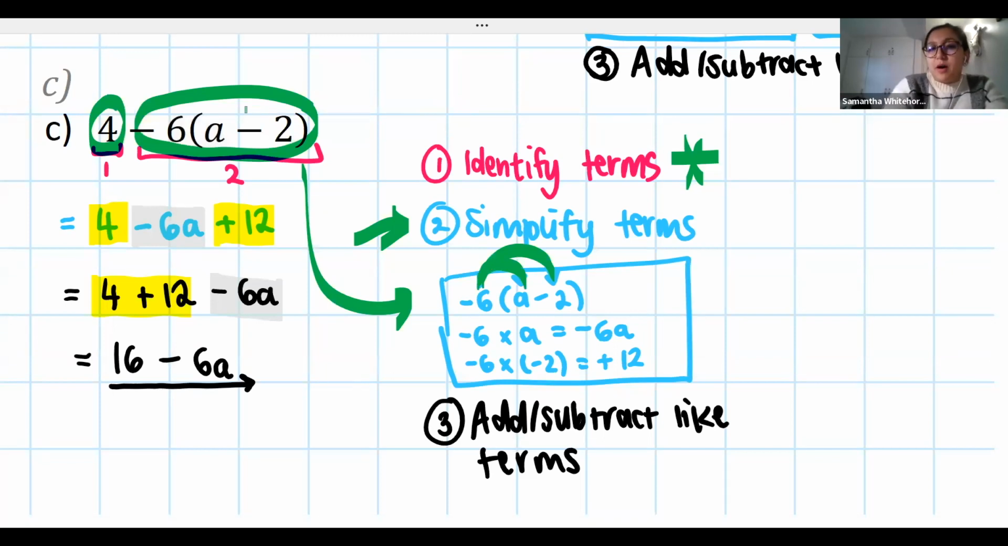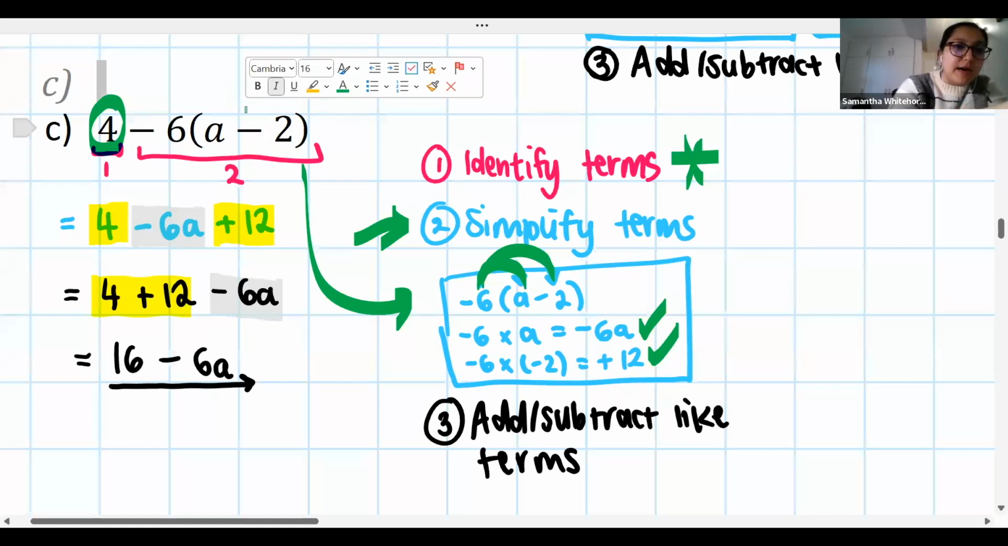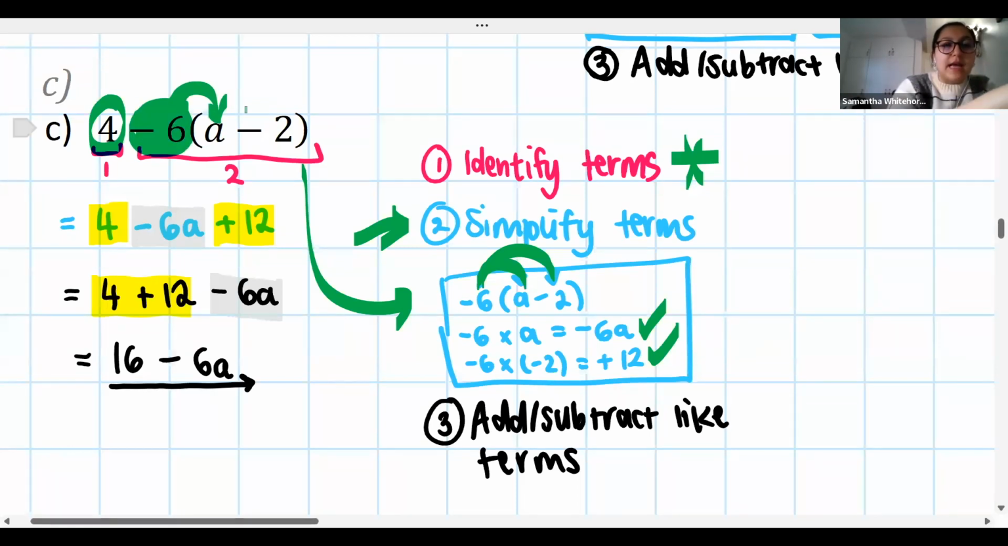It is coming from -6 times a is -6a, -6 times -2, +12. So by doing the distribution in the second term, so by taking -6 and multiplying it to the a and multiplying it to the -2, I have gotten the -6a plus 12.